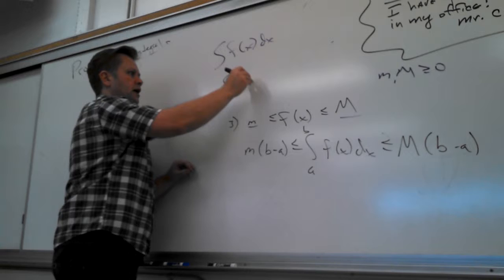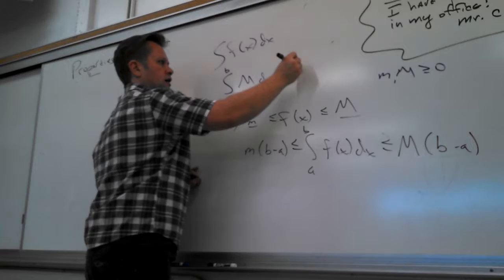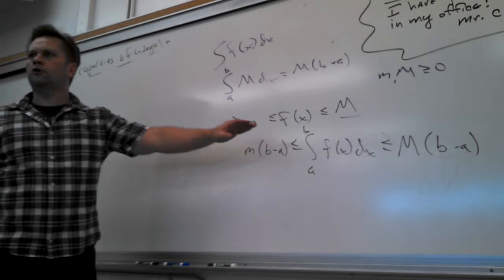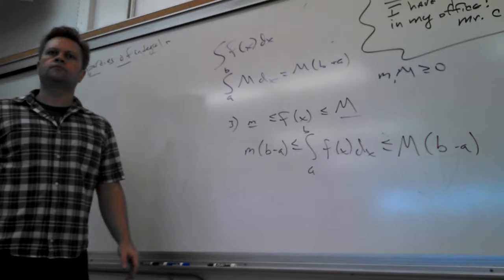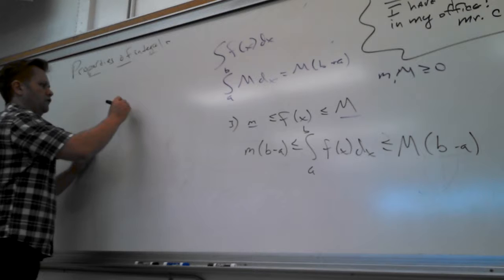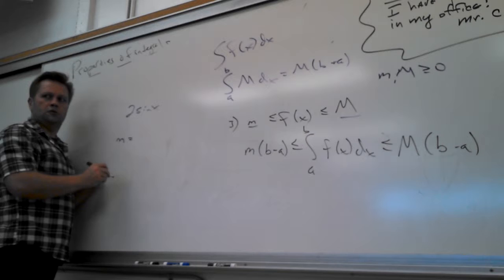There's a property: if I integrate a constant, it's M times b minus a, which is there. And the smallest the integral could be is if f is always the smallest it could be, and then it's equal to that. So we look at m and M as constants for any given function. For example, if the function is 2 sine x, what's big M going to be? 2. And little m is going to be?